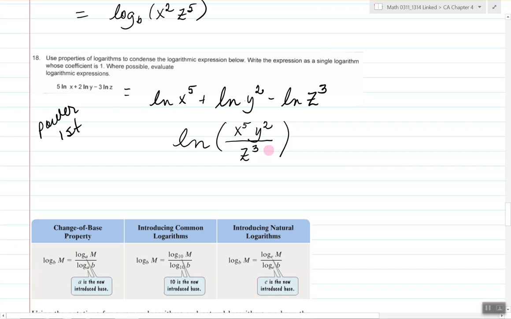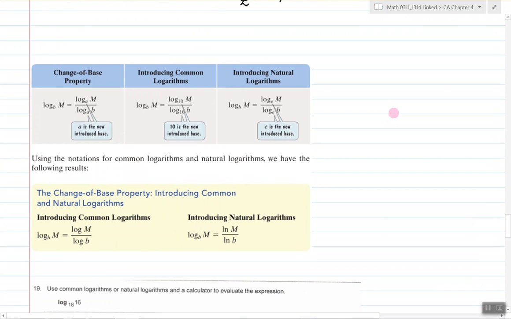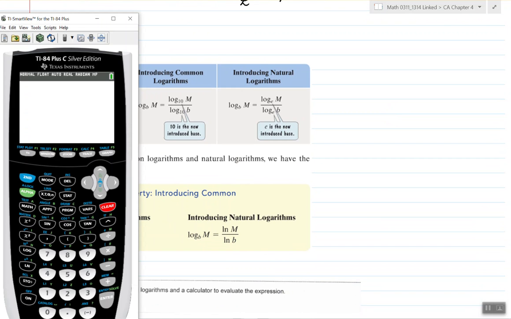All right, that is expanding and condensing. There really are only three rules. The product turns into a sum, the quotient turns into a difference, and the power turns into a coefficient, or vice versa. Now, we are using calculators that only have two different log keys. We have this log key, which is a common log, base 10, and we have this log key, which is a natural log, which is base e.